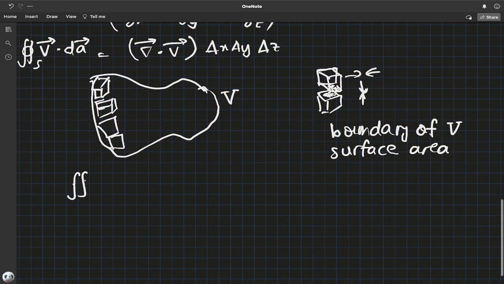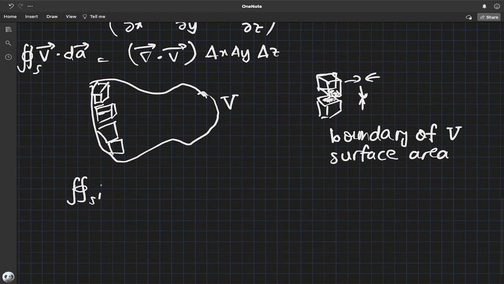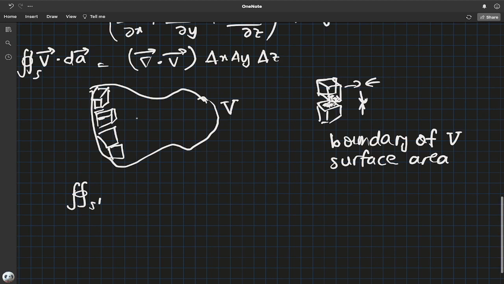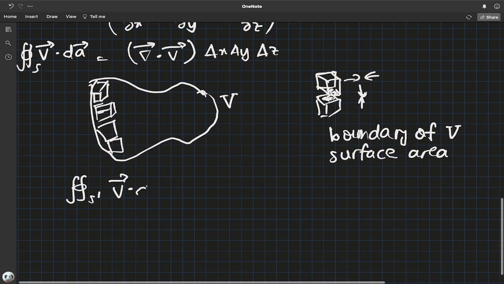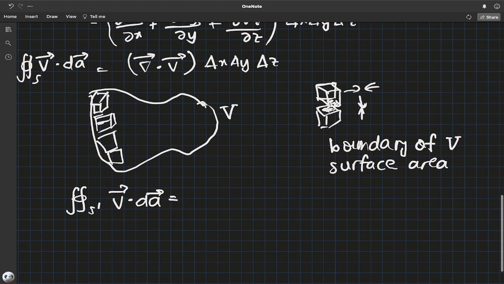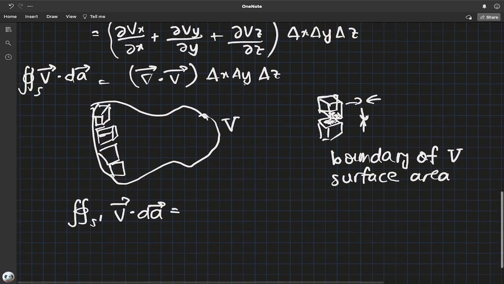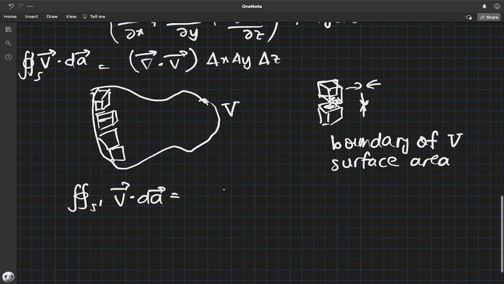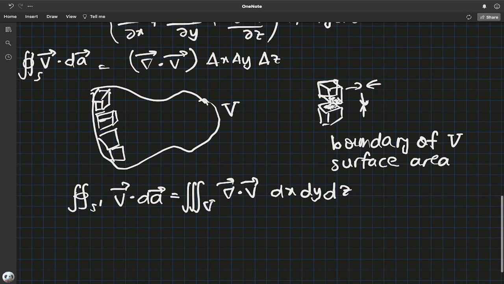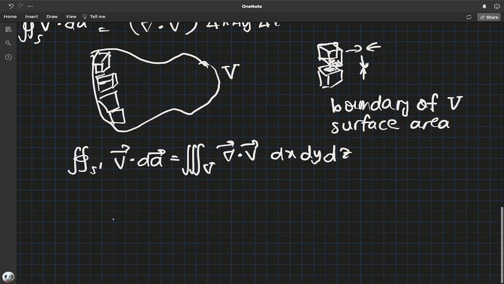So you can call that, say, S prime, the closed surface of this figure, V dot dA. And since you integrate them, placing them in this entire volume, this delta x, delta y, delta z will become dx dy dz, but in a triple integral over the volume capital V. And we can generally represent this with better notation.